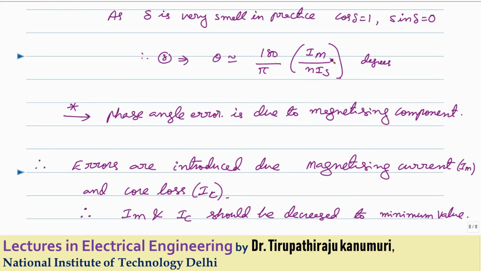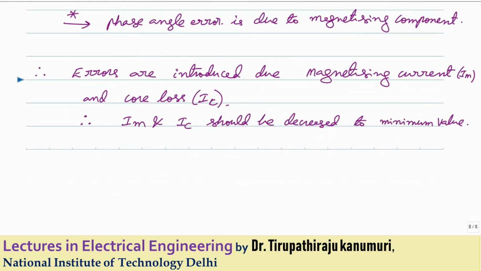This is because of the magnetizing component of the current. Again this is also an interview question. The phase angle error is mainly introduced due to the magnetizing component of the current. And the second one, the core loss component of the current is responsible for the ratio error. So please remember this one.